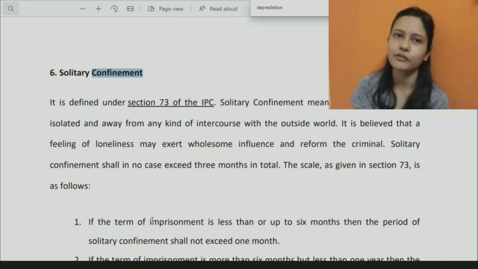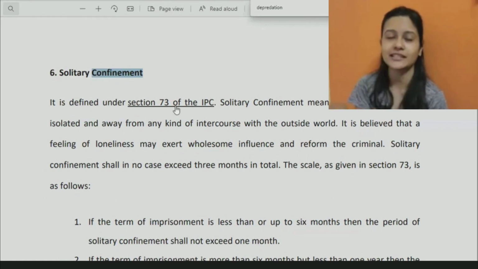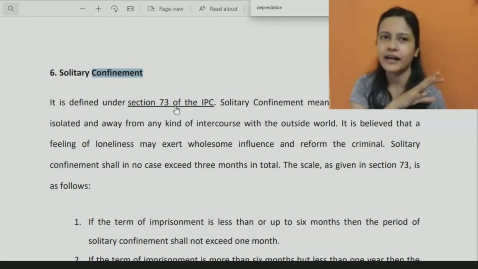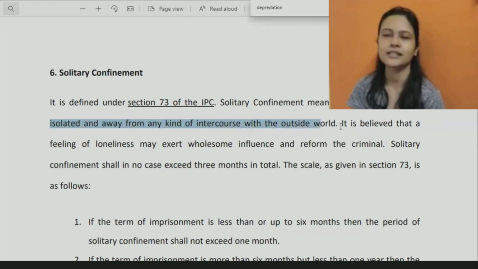Rather than reforming the person, it will worsen the situation. So it is provided under section 73, which is like the 6th category. Other 5 types are mentioned in section 53. So section 63 defines solitary confinement, which means keeping the prisoner isolated and away from any sort of interaction with the outside world.